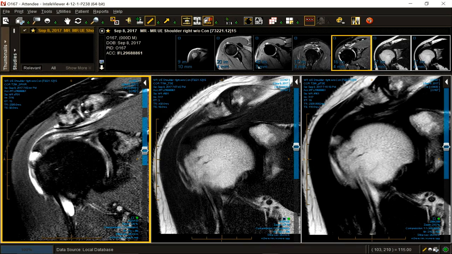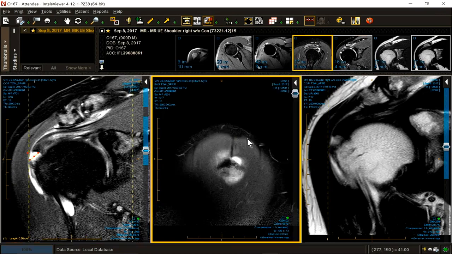How big is the tear? In the conclusion, I'm given the size, so I'm going to measure it. The medial lateral dimension is 7 millimeters. How about you measure the AP dimension? There it is.